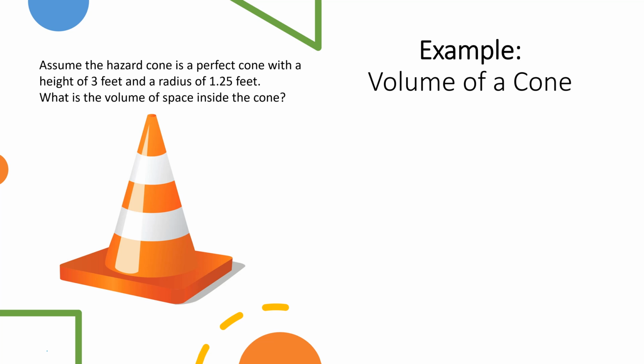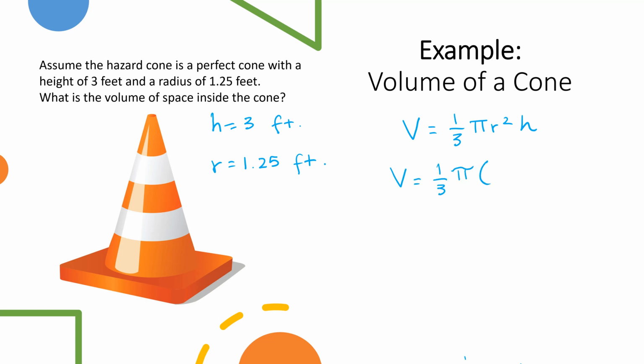We're going to do an example problem. Assume the hazard cone is a perfect cone with a height of 3 feet and a radius of 1 25/100 feet. What is the volume of space inside the cone? Well, we're just going to apply our volume formula. We figured out that V equals 1/3 pi r squared h. We're going to substitute our information. V equals 1/3 times pi. Our radius is 1 25/100 feet, so 1.25 squared, and our height is 3.